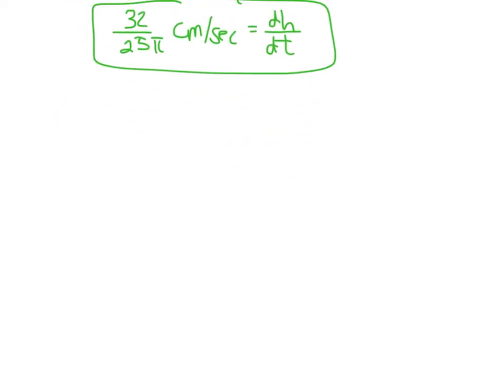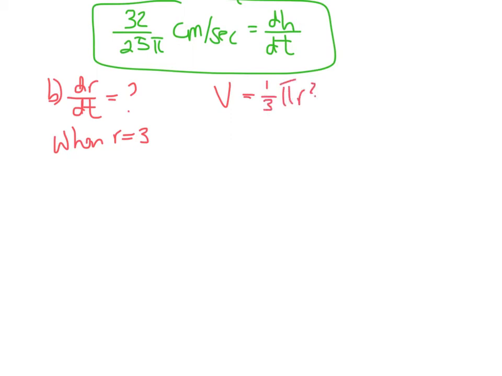All right, so now part B of this is saying, what's dr/dt when r equals 3? All right, so all of our other values are going to stay the same. So we're going to start off, like I said, by taking that volume formula, 1/3 pi r squared times h. But this time, instead of replacing the r, I want to replace the h, because I want everything, all of my variables, to be in terms of r, since that's what I'm looking for over here. So what was the formula for h?